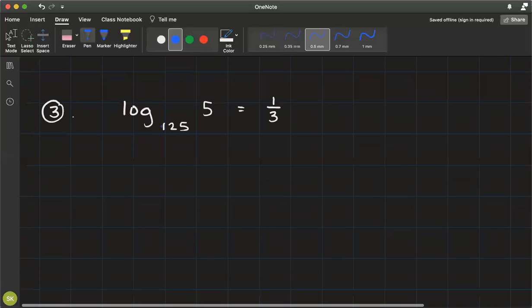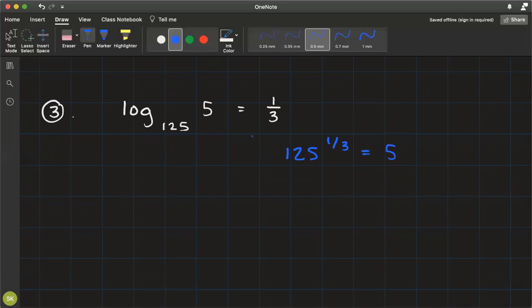The next one says log base 125 of 5 is equal to 1/3. So this means that 125 to the 1/3 is equal to 5. Switch these two and drop the log.